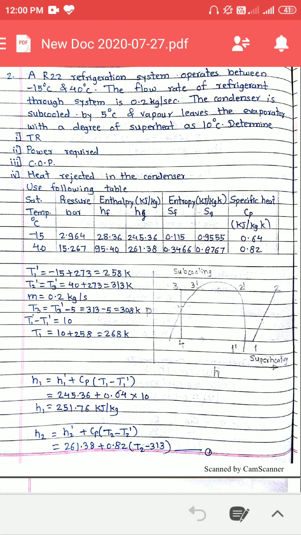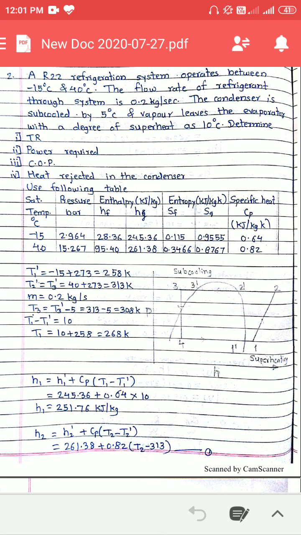So 2 dash is where the condenser pressure line intersects the saturation vapor curve. 3 dash is where the condenser pressure line intersects the saturated liquid curve, and 3 is the condenser outlet point. 1 is the compressor inlet, 2 is the compressor outlet.